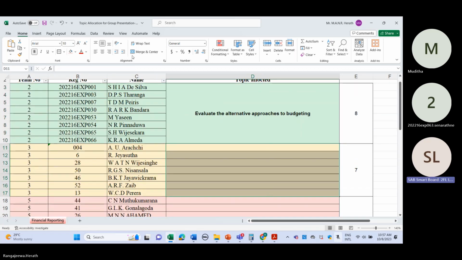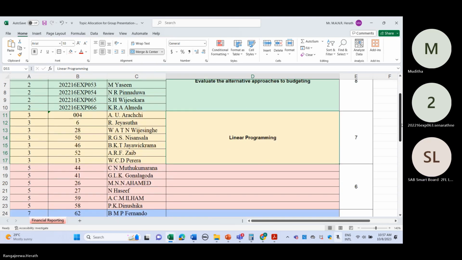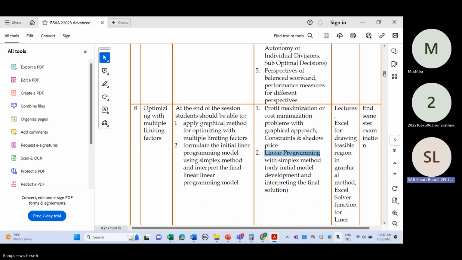Next group: linear programming. Statistical type. Linear programming, 7 members in the group, right? Presentation on linear programming.